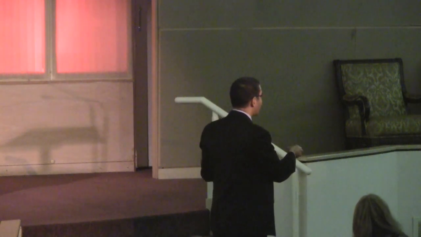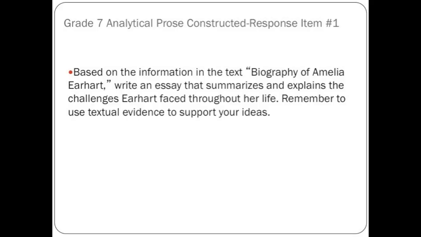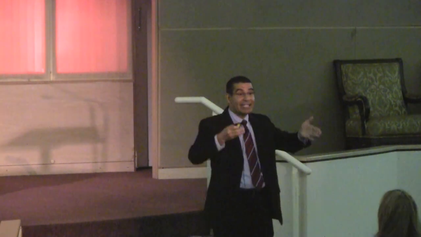Okay, now I'm actually going over that. I wish you could have seen it, because it's better if you do it, but they're small. Here's the Amelia Earhart item. This is at seventh grade. Based on the information in the text, a biography of Amelia Earhart, write an essay that summarizes and explains the challenges Earhart faced throughout her life. Remember to use textual evidence to support your idea. They're reading that passage on demand.